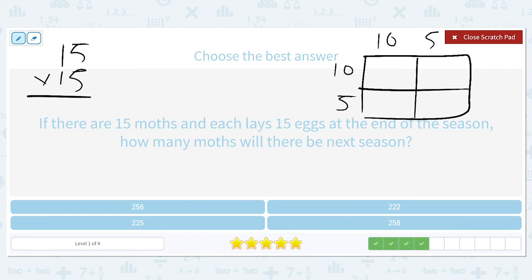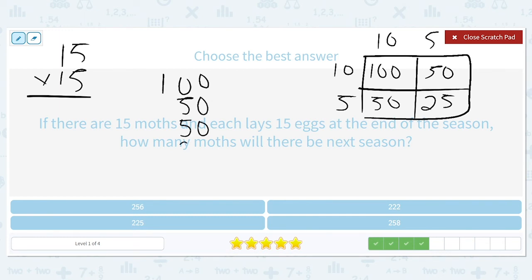10 times 10 is 100. The two 10 times 5s will both be 50. And 5 times 5 is 25. So we'll have 100 plus 50 plus 50 plus 25. Altogether, that will be 225 moths at the beginning of next season.